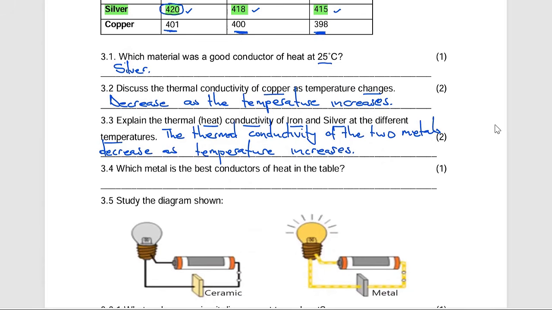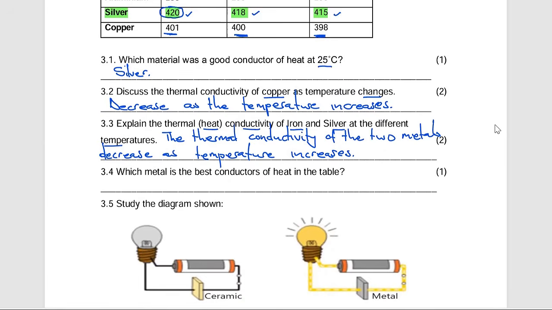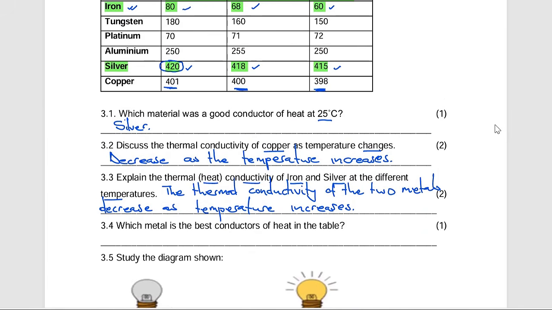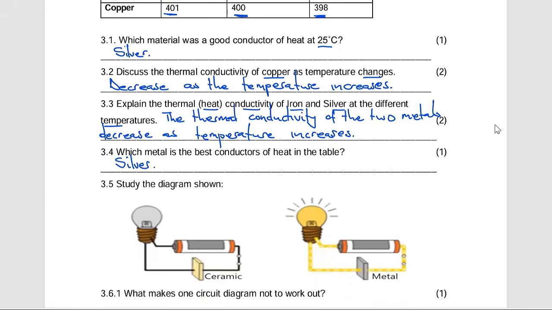It says, which metal is the best conductor of heat in the table, right? Now we can see the one with the highest value is silver there. So our best metal conductor there is going to be silver. So our answer there, we're going to retain silver again there. Now moving on to the next one.